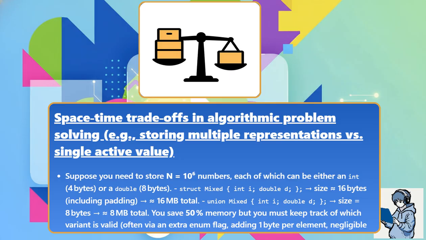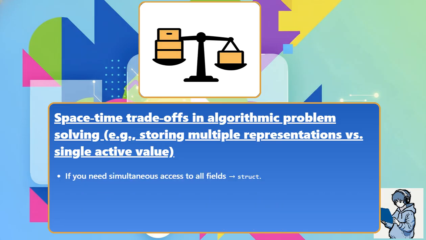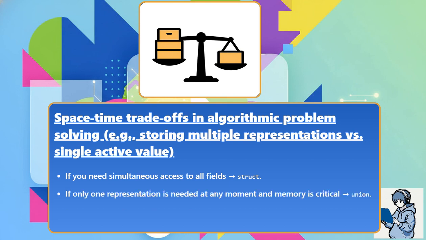You save 50% memory, but you must keep track of which variant is valid, often via an extra enum flag, adding 1 byte per element, negligible compared to 8 bytes. The time penalty is the extra if or switch to decide which member is read. If you need simultaneous access to all fields, use struct. If only one representation is needed at any moment, and memory is critical, use union.